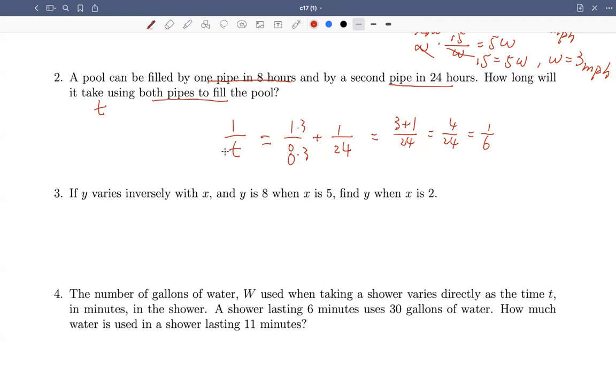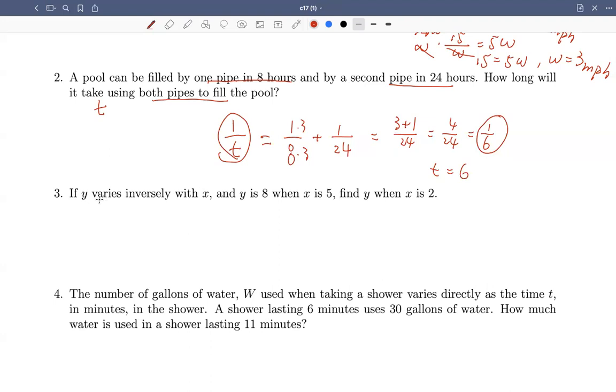So 1 over T equals 1 over 6. So we flip over, so T equals 6. So it would take 6 hours for both pipes together to fill the pool. Right? It's much faster than the first pipe working by itself or the second pipe working by itself.